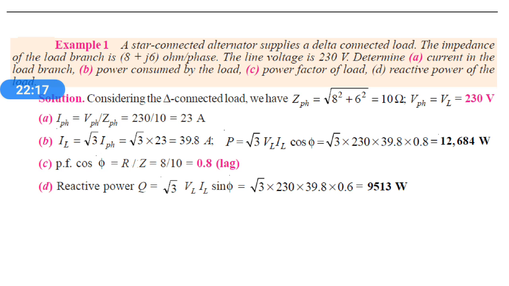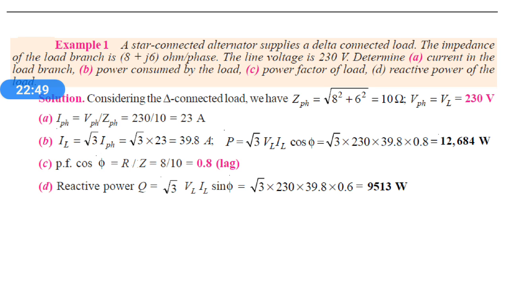So power, next is power consumed by the load. Power equal to root 3 VL IL cos phi. So here cos phi value we have to calculate. So cos phi means R by Z, power factor cos phi equal to R by Z. Here R is 8, Z is 10. So 8 by 10 is 0.8 lagging. So lagging means it's an RL circuit. So 0.8 lagging is the power factor.